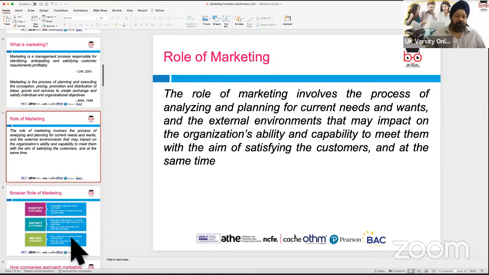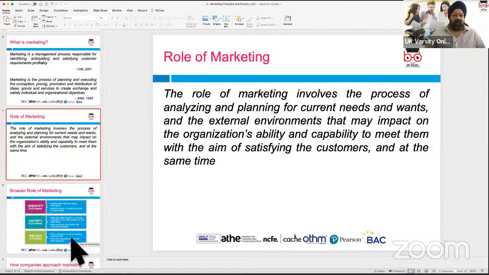Now, what is the role of marketing? The clear role of marketing is that it helps us analyze and plan a set of activities that we need to do in order to better understand what our customer needs and wants, and also to adapt to the external environment, which is basically our competitors. So if our competitors are sending a message across by talking about something particular, then we need to adjust our messaging or our communications to counteract that message and ensure that it is not getting lost, but is something relevant.